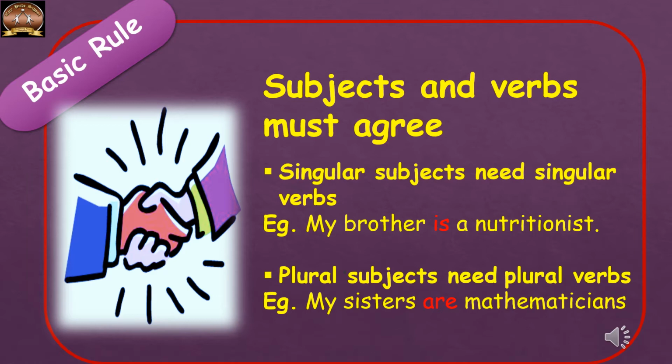For example, my brother is a nutritionist. So here you can see the subject, my brother, is singular, one person only. That's why we are using the singular form of the verb, that is. Plural subjects like my sisters are plural, more than one. So we need a plural verb in that. That's why we use are. We will not use my sisters is mathematicians. Instead, my sisters are mathematicians.